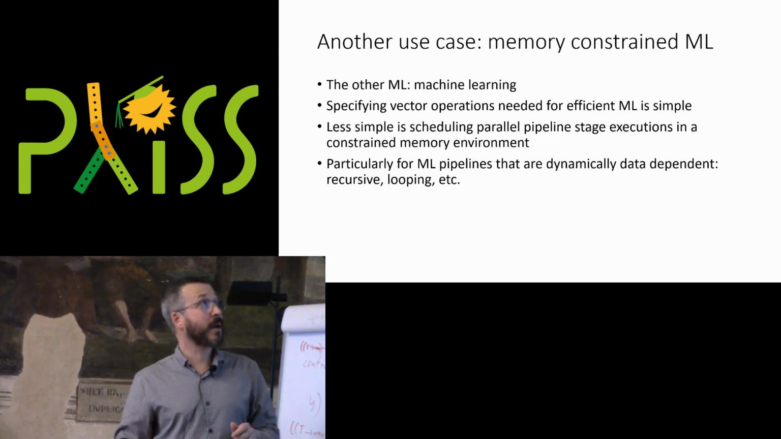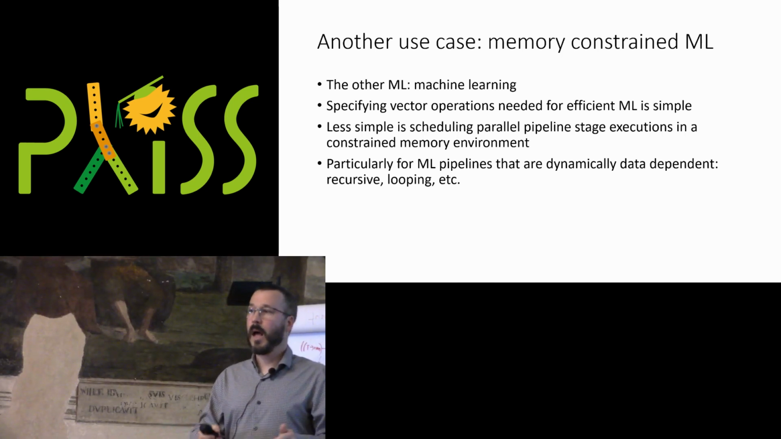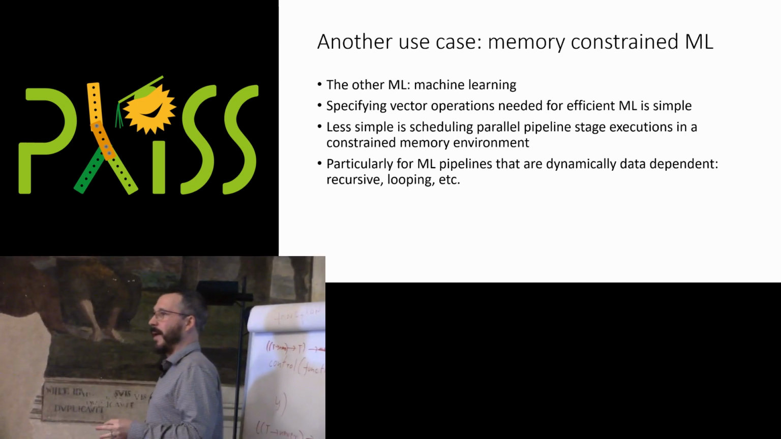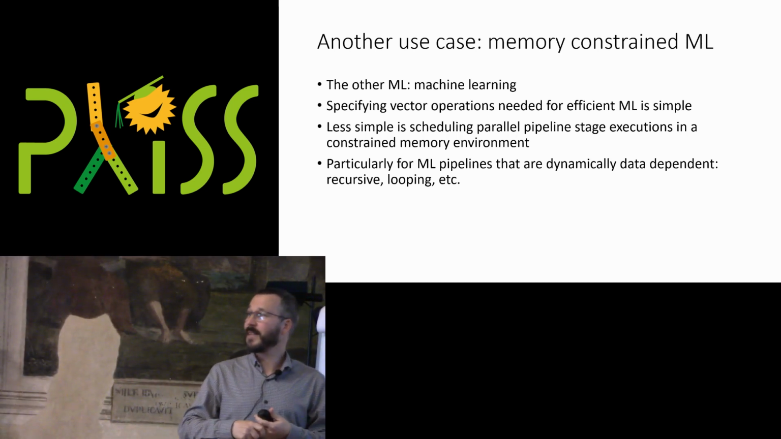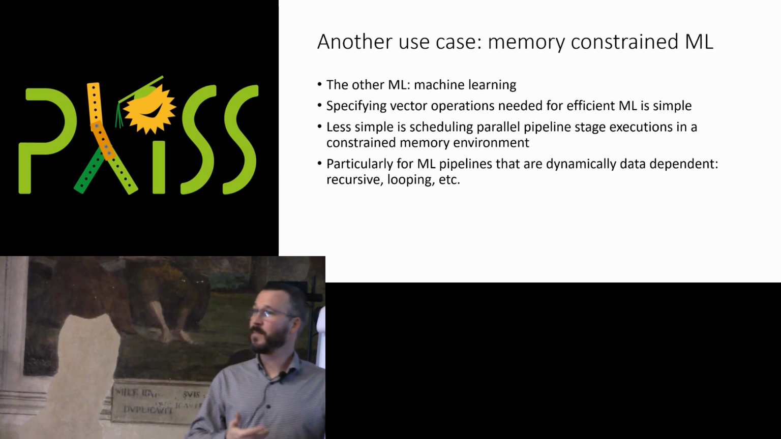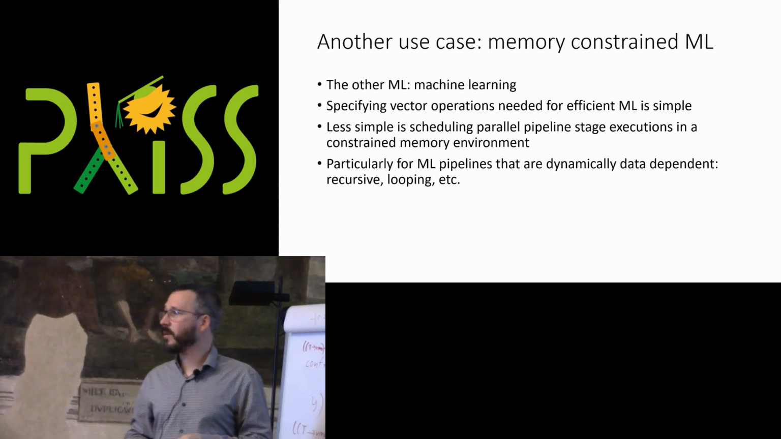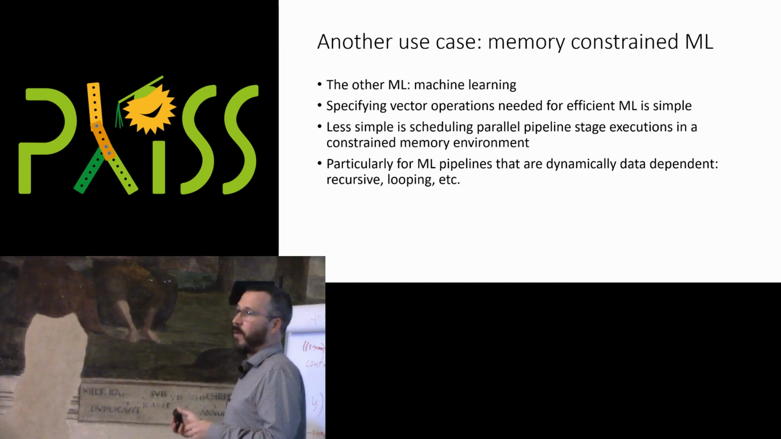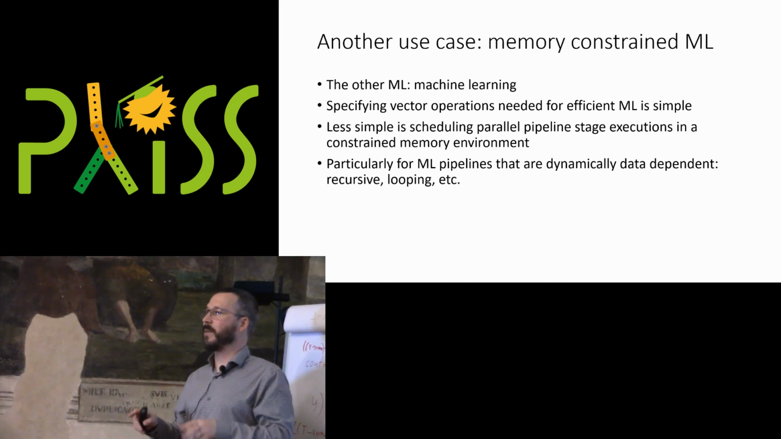So, another possible use case, right? Switching tracks a little bit. Machine learning, the other ML. I assume when I say ML, you all know that I mean the programming language, and thus I will clarify and say machine learning. Specifying all the vector operations you need for efficient machine learning. We've already said that although I say it's simple here, actually it's a little bit of a pain, but it's not that bad.